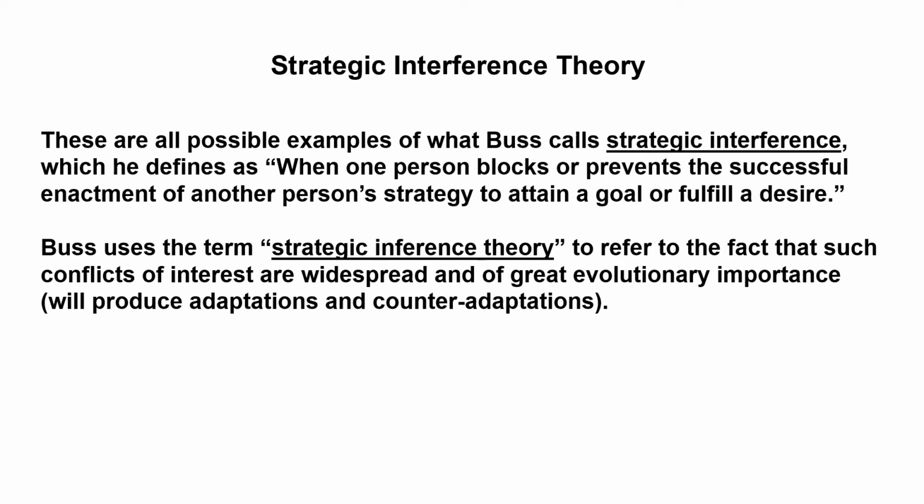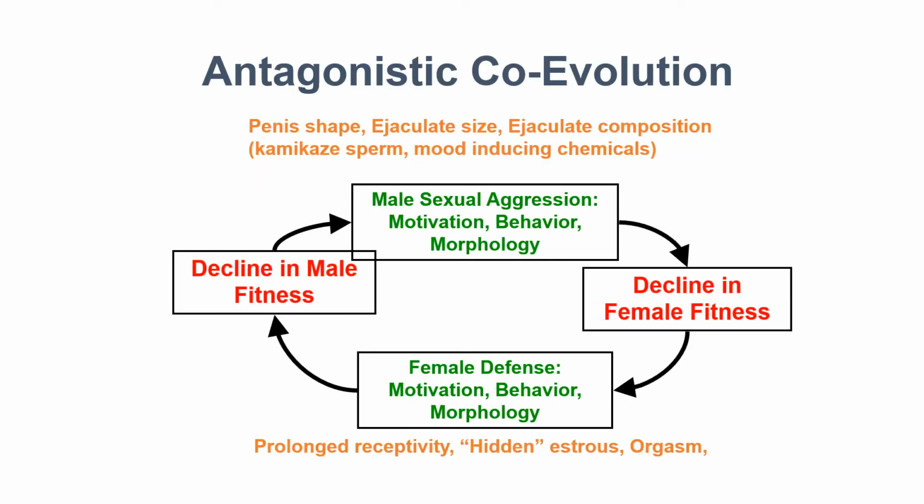So when we talk about this, we're going to look at specific cases where people are held back from obtaining evolutionary goals. You get things like antagonistic coevolution, which we'll look at first. Men have adaptations: penis size, penis shape, ejaculate size, ejaculate composition, such as what's referred to as kamikaze sperm, or mood-inducing chemicals. It is a known fact, it is studied, that sperm has an antidepressant effect on women. Sperm can affect the mood of women.